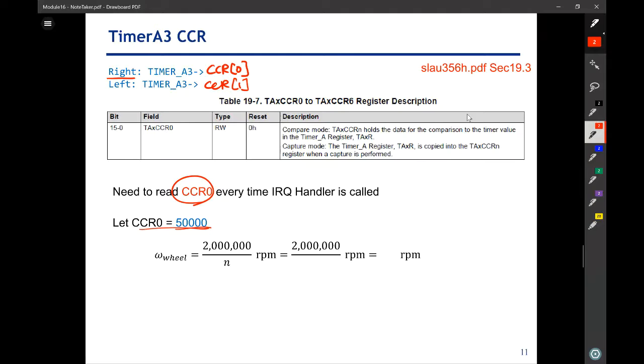Then we're going to use the velocity equation that we discussed a few slides ago. That is 2 million over n, where n in this case is 50,000. That gives us 40 RPM. So this is how you calculate the speed of the wheels.